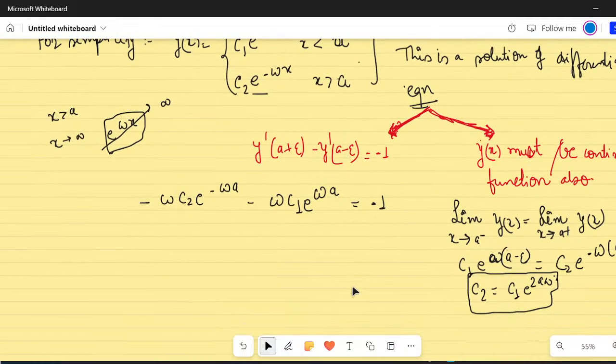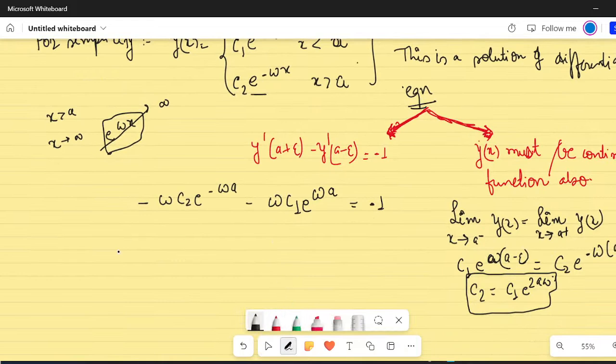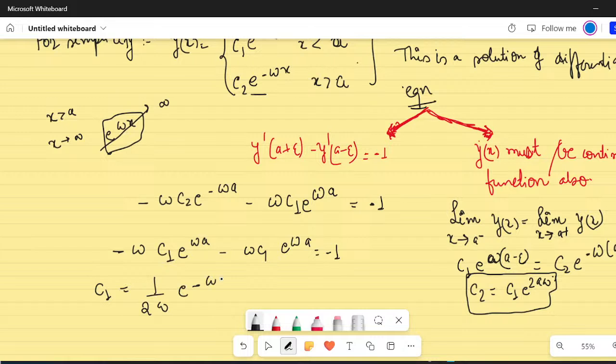And if I replace this, this is a slightly lengthier question, but what can be done? If I replace this, I'll get the values. I'll get minus omega C2, instead of C2 I'll write C1, this will be e to the power omega a, minus omega C1 e to the power omega a. This is minus 1. So basically C1 comes out to be 1 upon 2 omega e to the power minus omega a. And what would be C2? C2 would be simply 1 upon 2 omega e to the power a omega. Okay, so C1, C2 are both found.